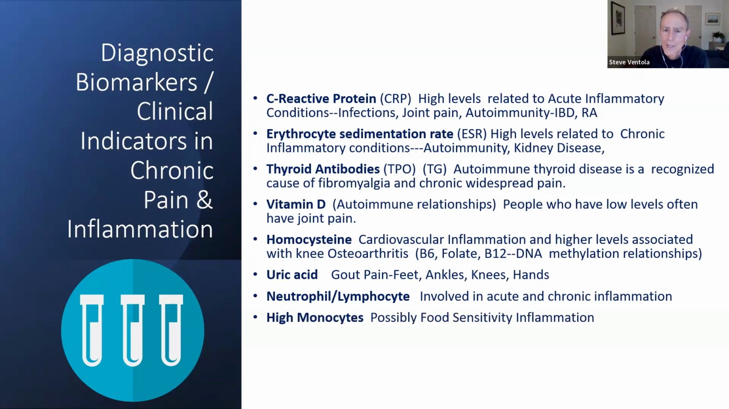High monocytes. Now, monocytes are also related to white blood cells. And if those are high, and when you have a CBC taken, you've probably heard of that, they always check monocytes. But if those are high, it could be a flag. You may have a food sensitivity inflammation, which can relate to possible joint pain. So that's something to take note of.